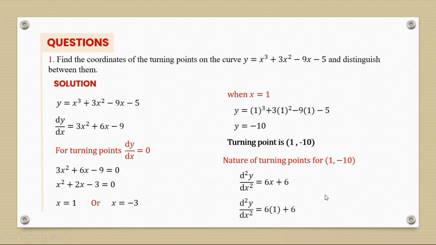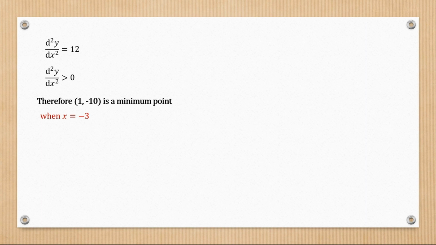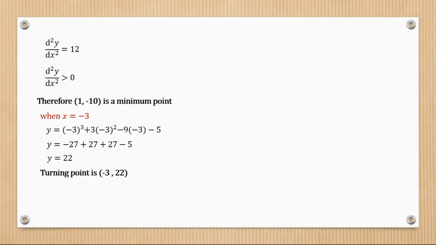But we're at the point where x is equal to 1. So we have 6 times 1 plus 6, which is equal to 12. This value is greater than 0. Therefore the point (1, -10) is a minimum point. Let's look at when x is negative 3. We plug that in and we get the y value as 22. Then we have the turning point (-3, 22).